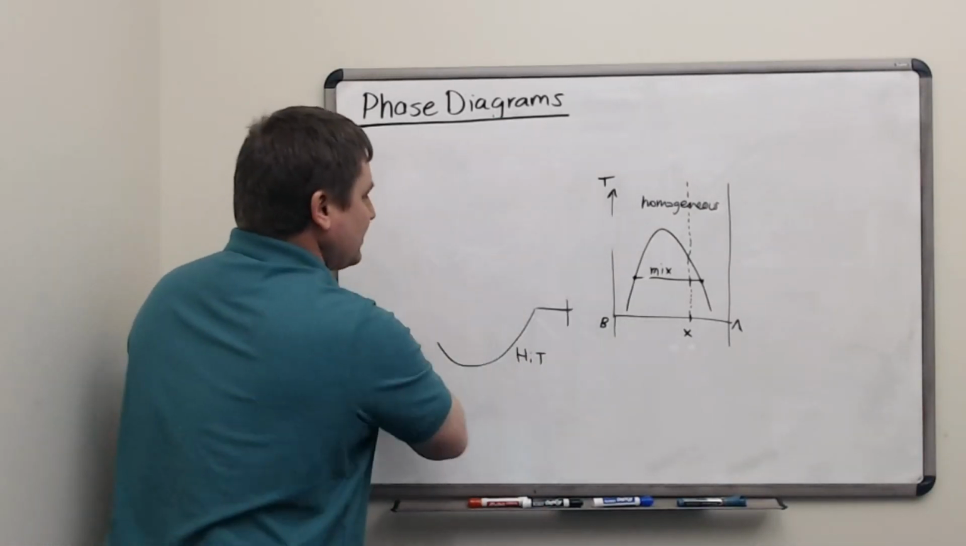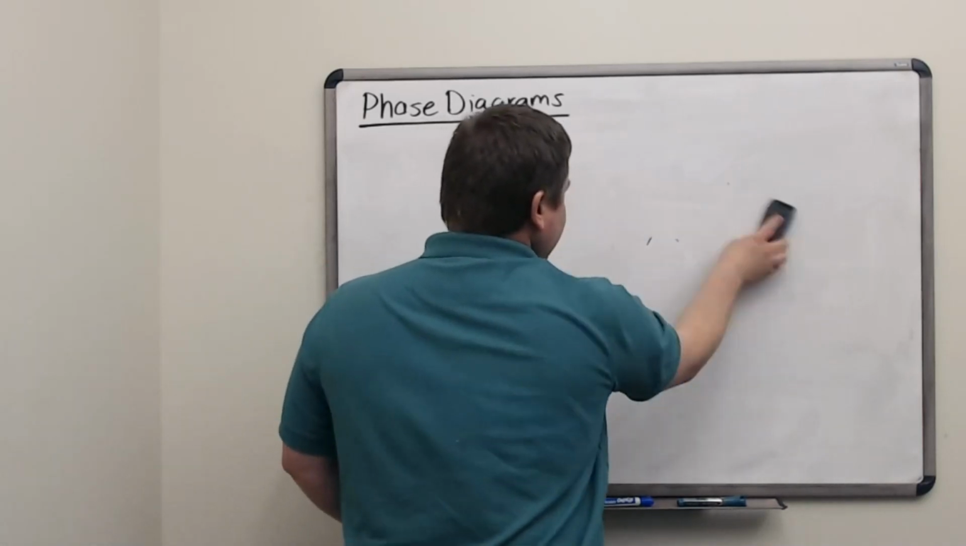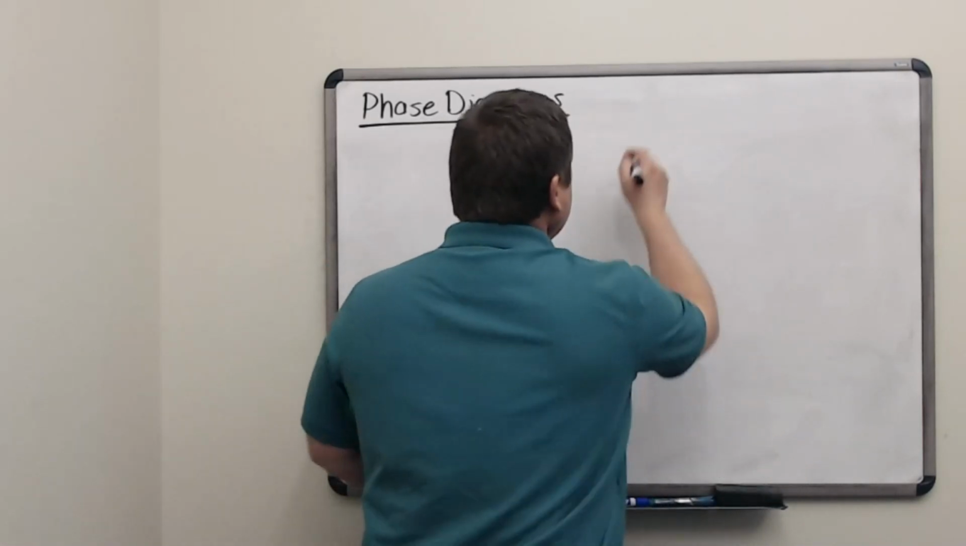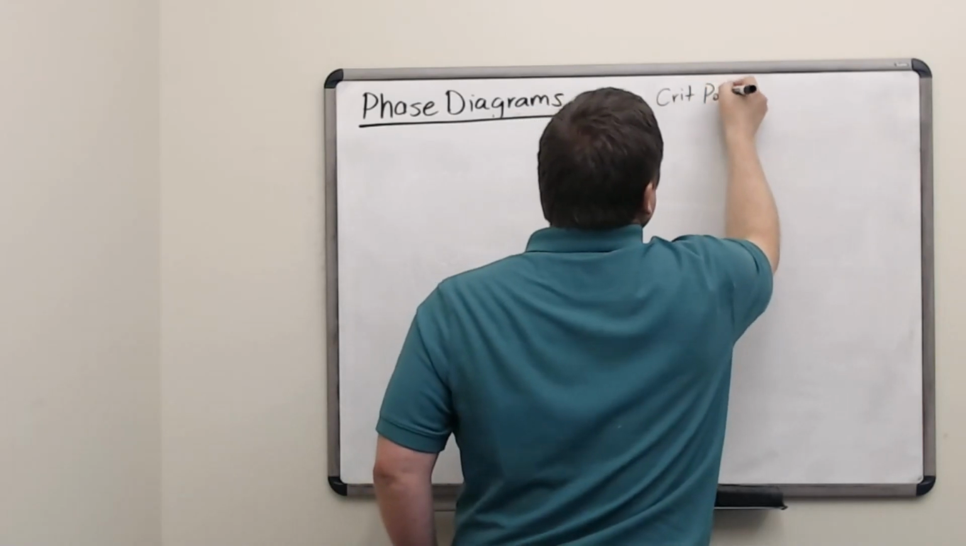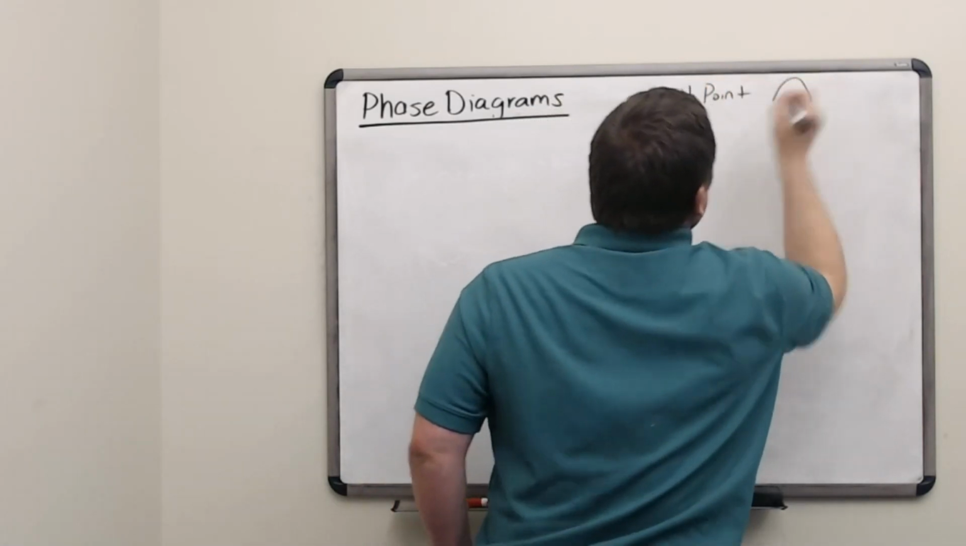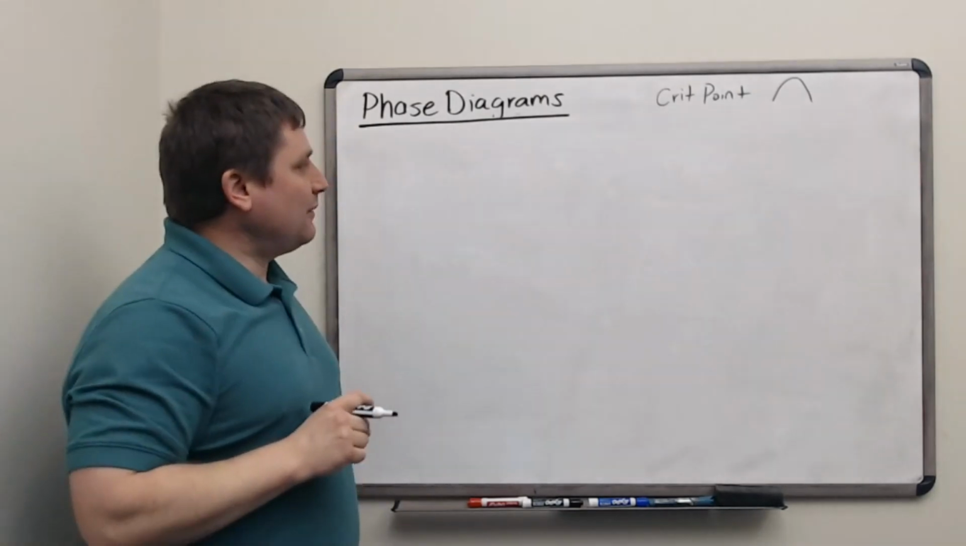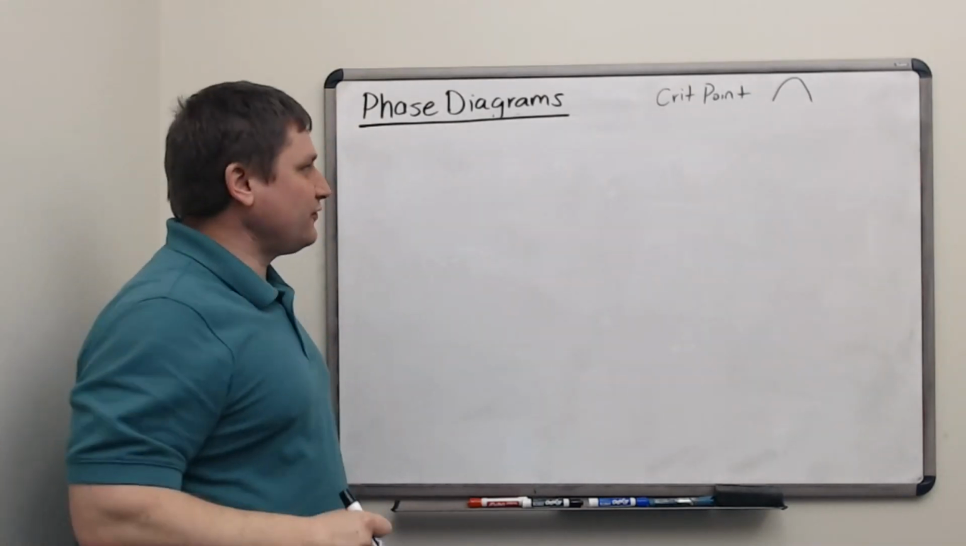Okay, so that's what a critical point looks like on a phase plot. We'll keep that in mind. I'll put it up here. Critical point has a bump shape, the beginning of a mixture region.